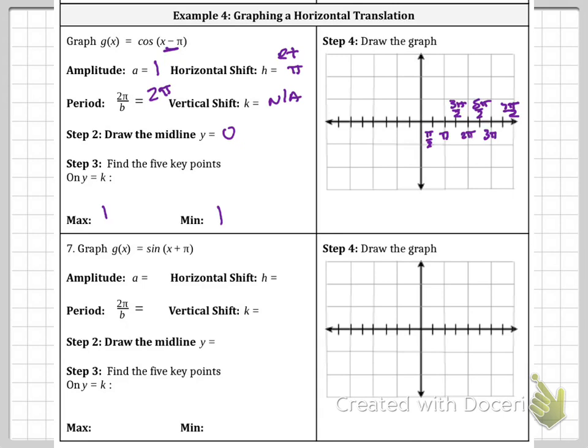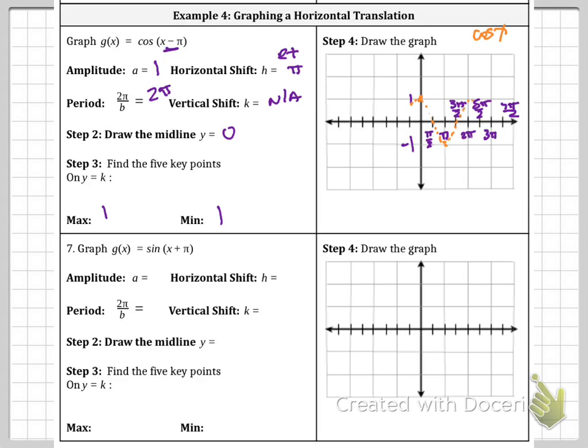We know that it is shifted to the right pi. We know that it's cosine. Cosine starts at the amplitude, so it starts at the 1. So let me go ahead and graph our parent function, the parent function cosine of x. So cosine starts at 1, then it goes down to pi over 2, then a pi, 3 pi over 2, and 2 pi. So here is our graph.